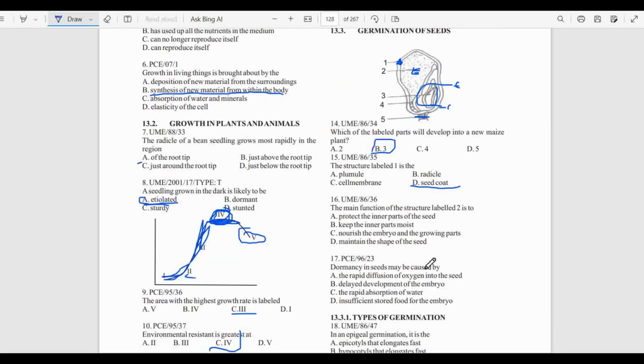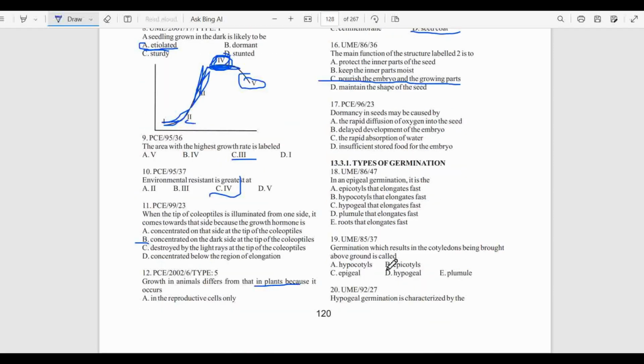What is the function of the endosperm? It nourishes the embryo and the growing part. So the right answer here is option C. Now let's go on to consider question number 17. It says dormancy in seeds may be caused by the following. Which of the following will result in dormancy in seed?